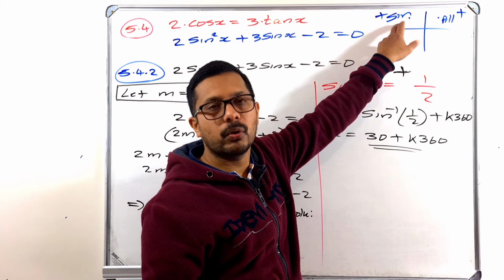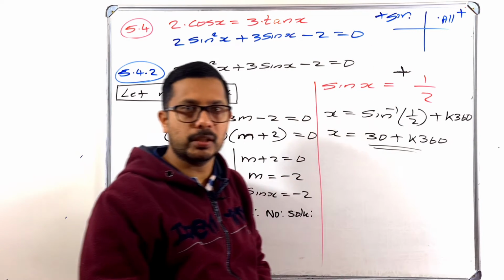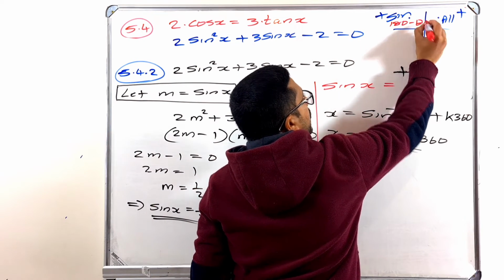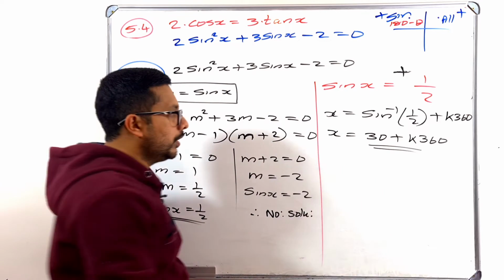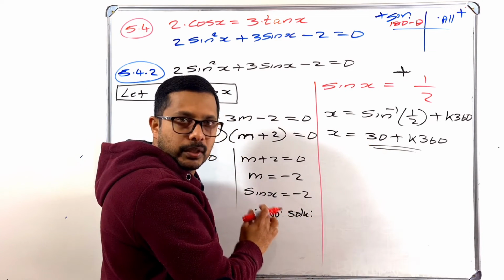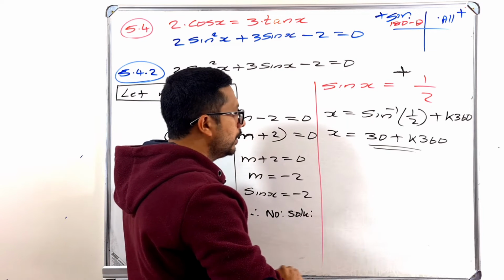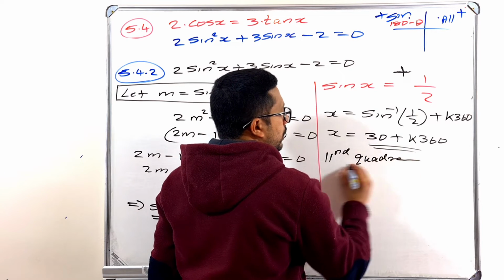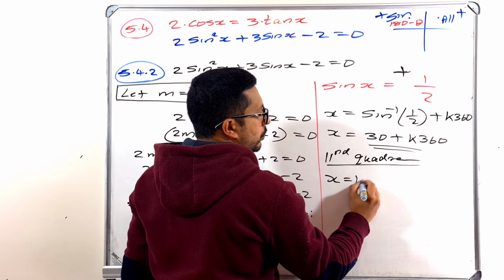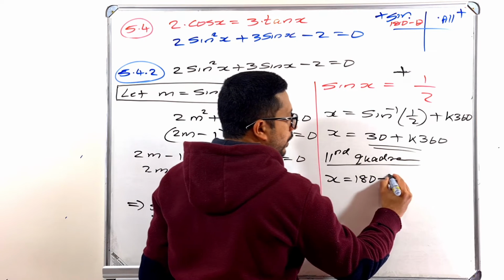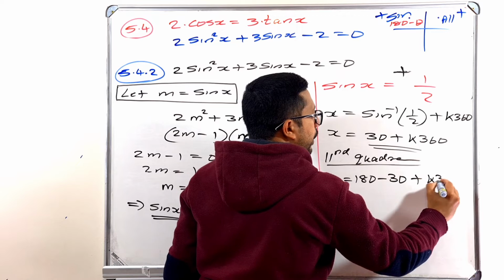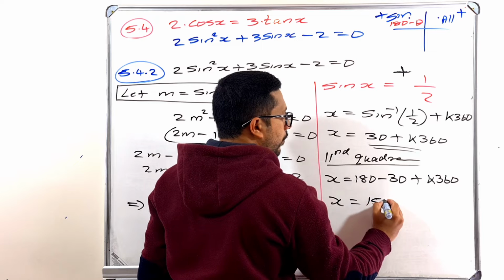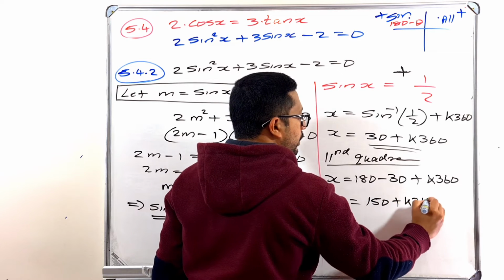Now what about the second quadrant? General solution, you have to write all the solutions. Second quadrant, how can you write? 180 minus theta. Am I right? So here theta is the reference angle 30. So for the second quadrant, x is equal to 180 minus the reference angle, that is 30, plus k 360. So x is equal to 180 minus 30 is 150 plus k 360.